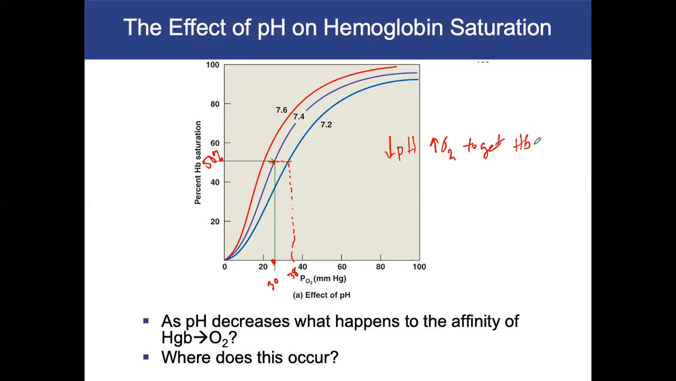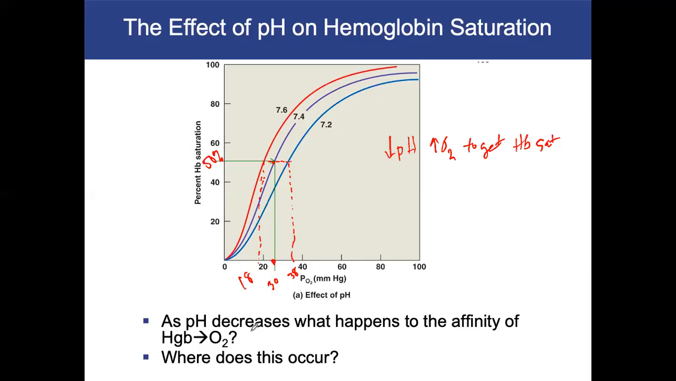hemoglobin saturated, okay? What happens when you increase the pH to 7.6? Oops, sorry. You need less oxygen, right? So about 18. So normal pH, you need about 30 units of oxygen. When the pH is acidic, you need more oxygen to get the same level of saturation. When the pH is more basic or less acidic, you need less oxygen.